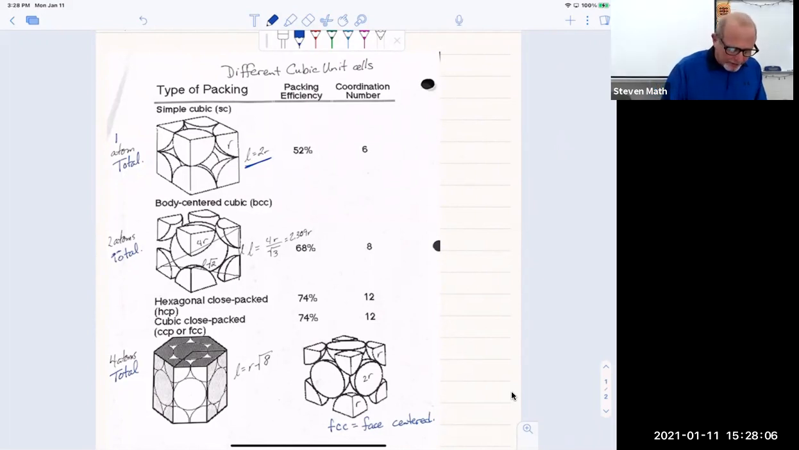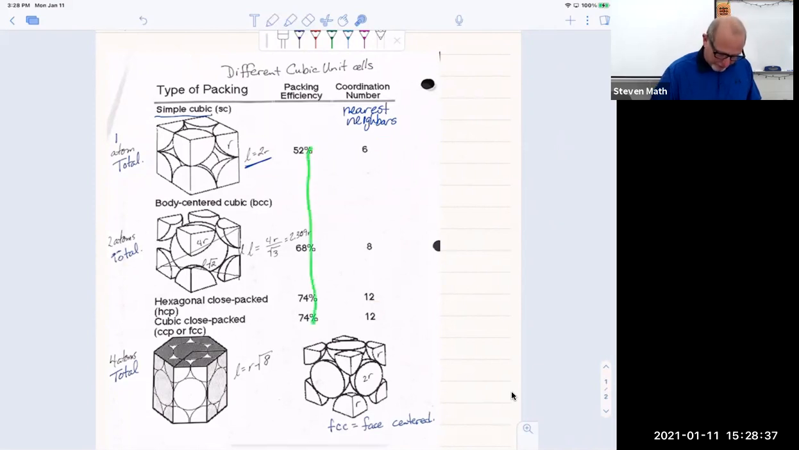The other thing to make note of is simple cubics are relatively unusual. They're not very tightly packed. They're only 52% full of atoms, which means they're 48% empty space. And the coordination number is a fancy way of saying how many nearest neighbors there are. As you can see, as the coordination number increases, 6 to 8 to 12, the packing efficiency increases and things get denser. And that's going to be very common in these unit cells. These are used commonly for metals, a lot of the calculations.